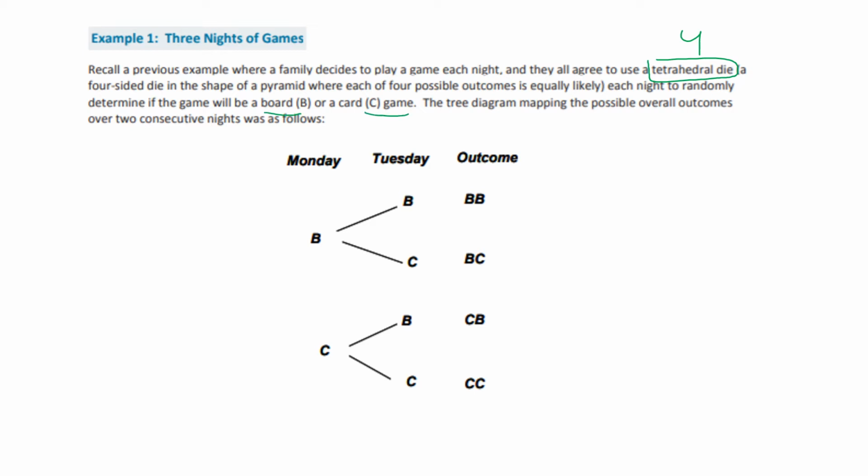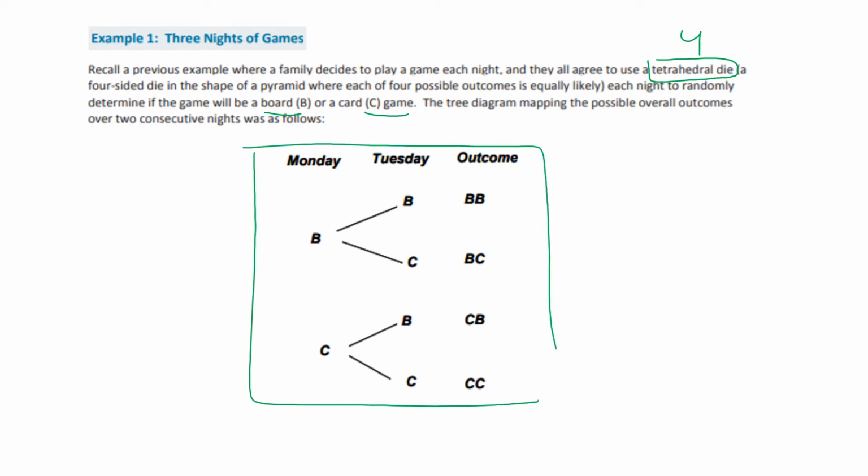The tree diagram matching the possible outcomes over 2 consecutive nights was as follows. This is what we created last lesson, and a quick review of a tree diagram. So here are our 2 days, Monday and Tuesday. On Monday, we could either do a board game or a card game. And then on Tuesday, we have the same thing. On Tuesday, we could also either do a board game or a card game.